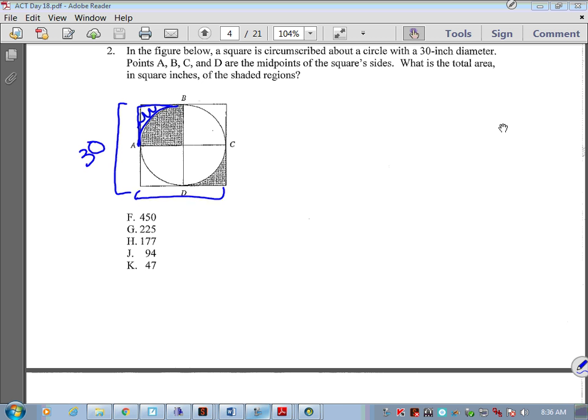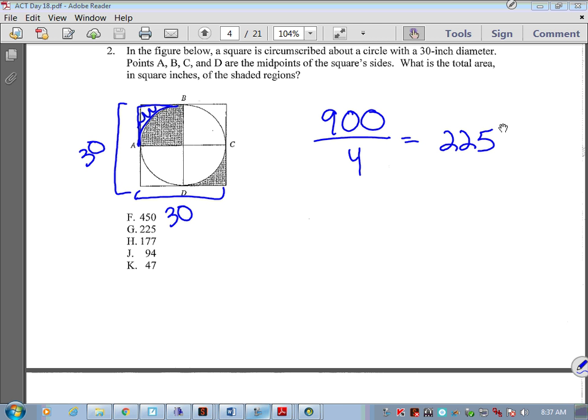Right, yeah. So what we want to find is the total area of the square and divide by 4. So it really should be 30 times 30 divided by 4, right? So 900 divided by 4. What's that come out to? 225.